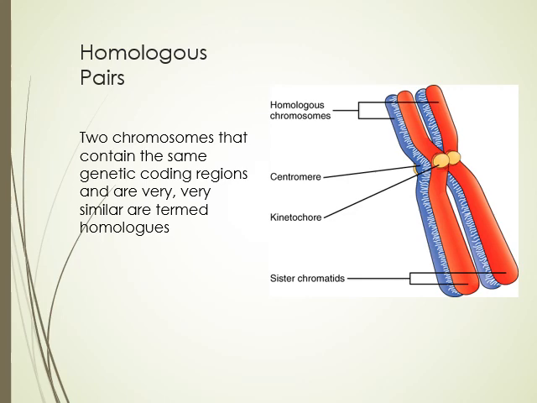This is not to be confused with the chromatids. Here you have a red chromatid on the left and a red chromatid on the right. These red chromatids are absolutely identical. But that blue chromosome and the red one are slightly different, so they're termed homologs. Just slight differences.